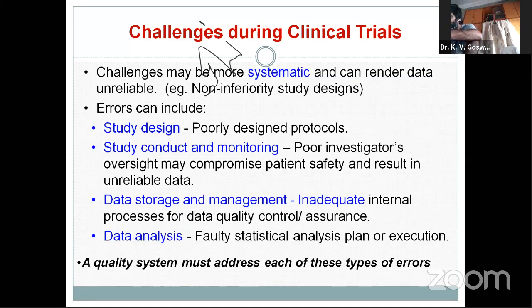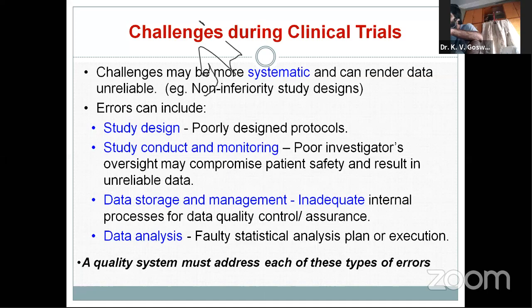And once you amend the protocol, it again has to go through the process of approvals. Even if it's a simple amendment, it still needs to be approved by the IRB, and based on the changes you make, it either needs to be informed to FDA or again approved by FDA.